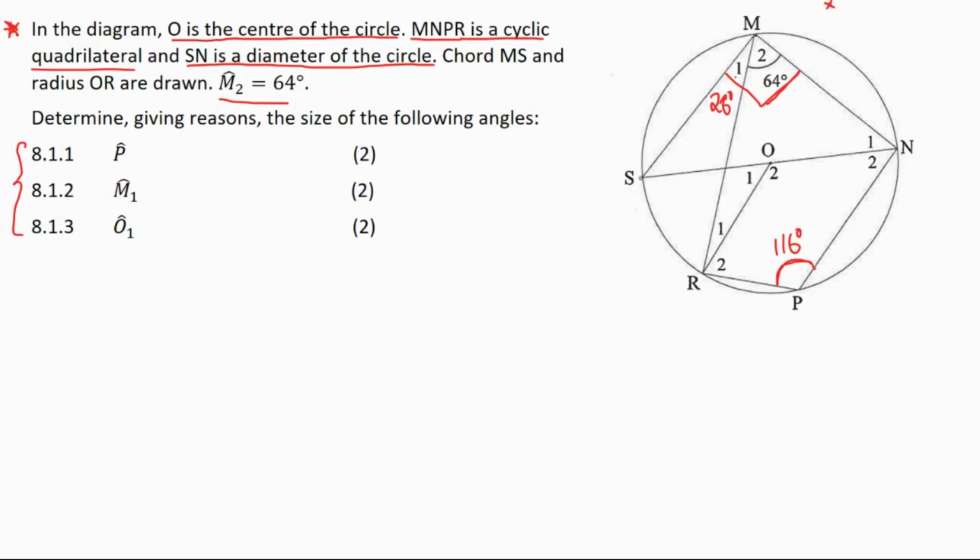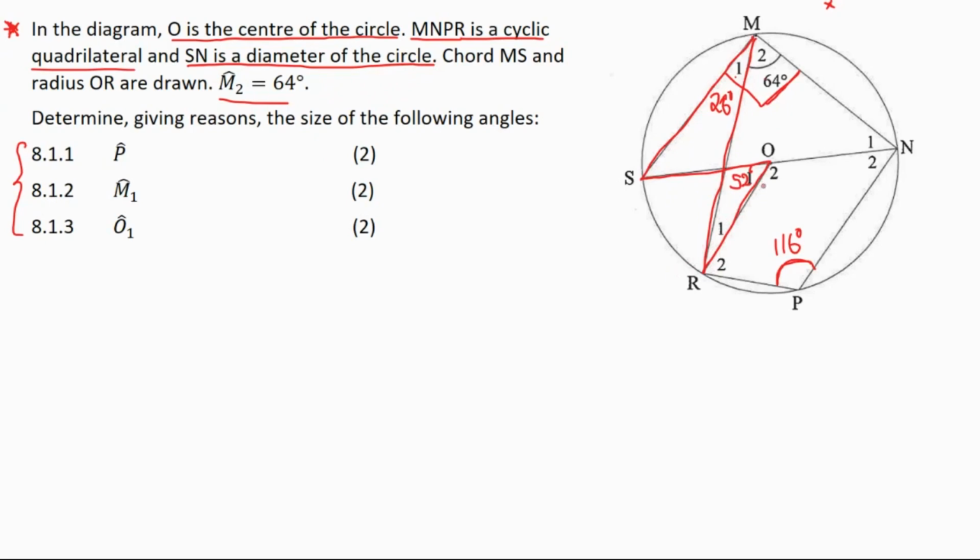Okay? And then we haven't used the fact that O is the center of the circle. Arc SR subtends angle M1 at the circumference, and then arc SR subtends O1 at the center of the circle. So meaning that O1 is going to be 2 times M1, which is 52. 26 times 2 is 52. Because the angle subtended by an arc at the center of the circle is double the size of the angle subtended by the same arc at the circumference of the circle.